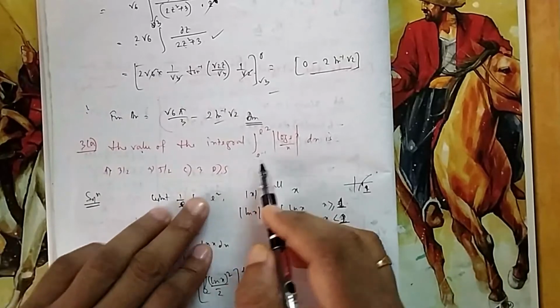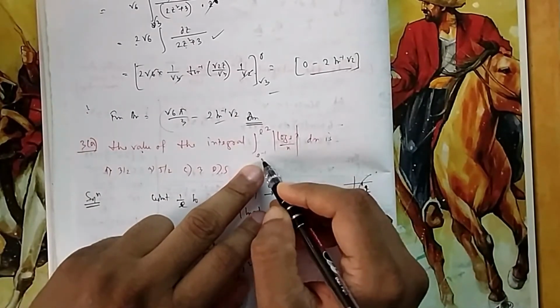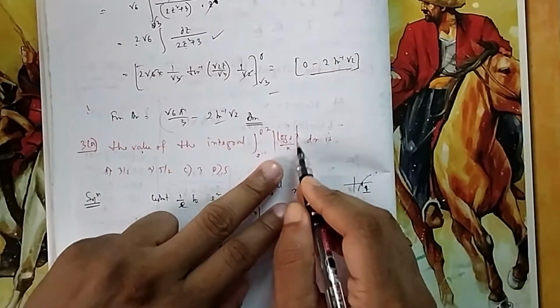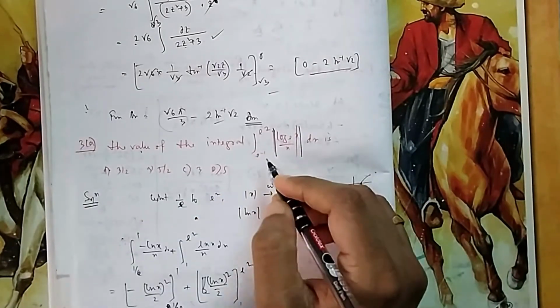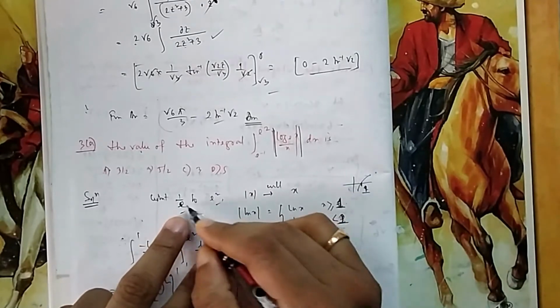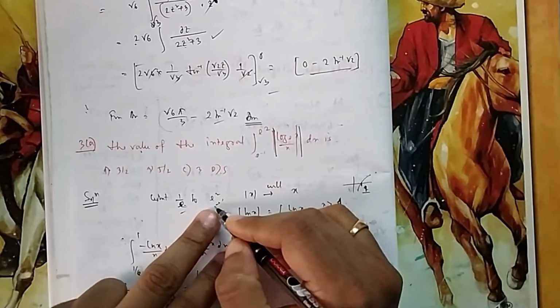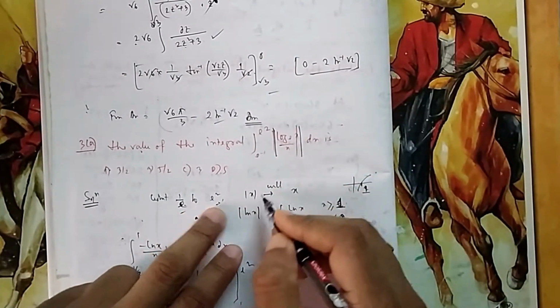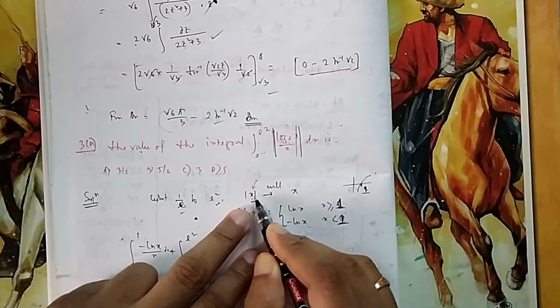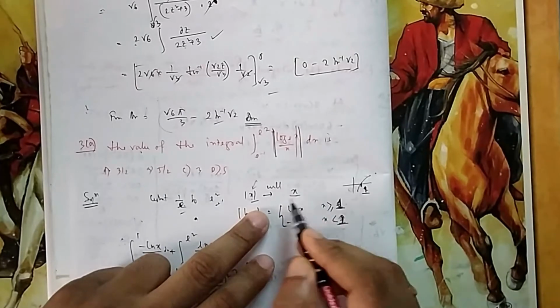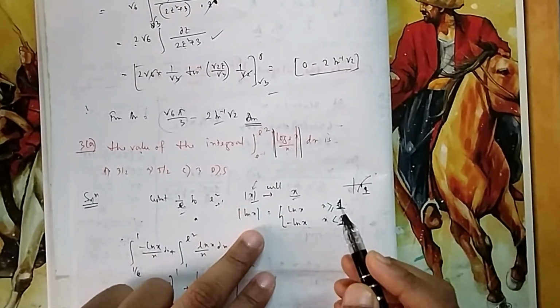Next one, the value of the integral from 1 by e to e square of log e to the power x by x mod x. Mod, so mod is there. So your limit is from 1 by e to e square. So both are positive. So if it is positive, then there is no need of mod x. Because if the value that you are putting inside is always positive, then what is the need of mod? So there is no need of mod. So you can replace this one by simply x.